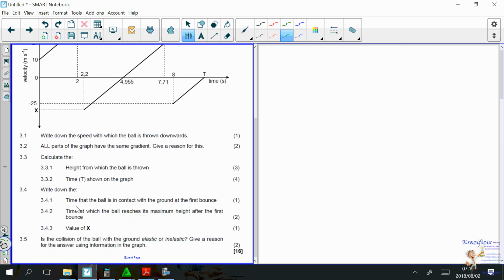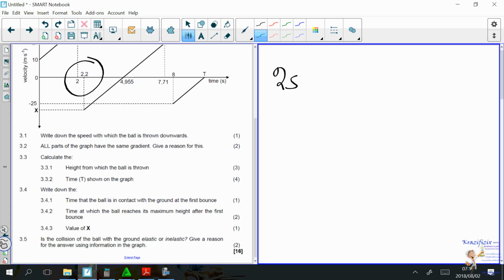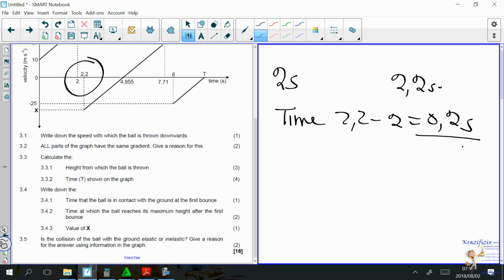3.4.1. The time in contact with the ground. Your answer lies there. It hits the ground after 2 seconds and leaves after 2,2 seconds. So what's the time spent? 2,2 minus 2 is 0,2 seconds. We're done.